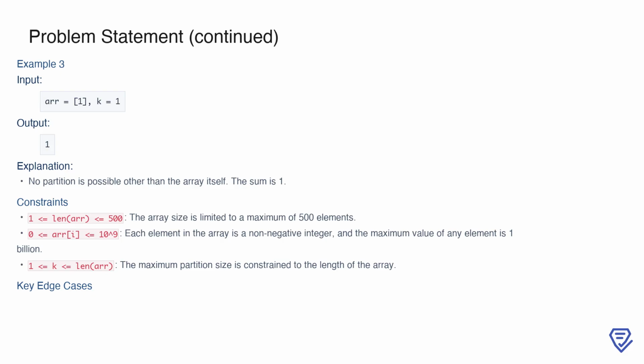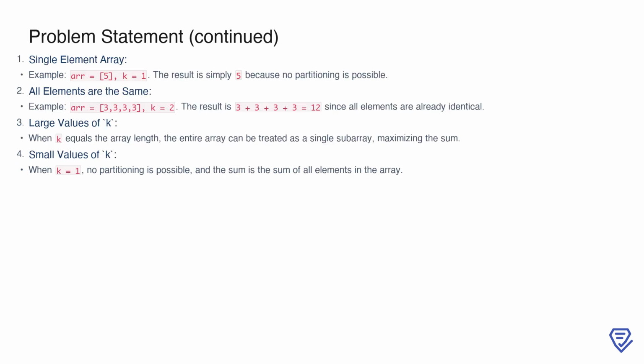Now, let's consider the constraints of the problem. The array length is limited to a maximum of 500 elements, and each element is a non-negative integer that can be as large as 1 billion. Furthermore, the maximum size of a subarray, defined by k, is constrained to be between 1 and the length of the array. These constraints ensure that the problem remains computationally feasible while still allowing for a wide variety of input scenarios. There are several key edge cases to consider for this problem.